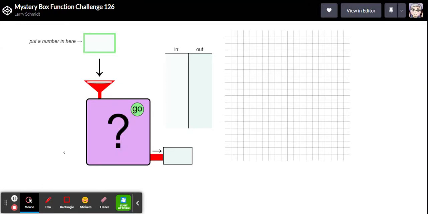In the purple box there is some math and your challenge is to figure out what that is. Use the link in the description, try this out, and when you think you've got an answer, come on back and see if we get the same thing.